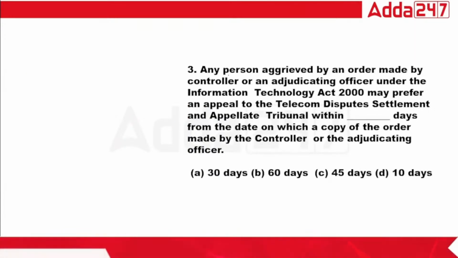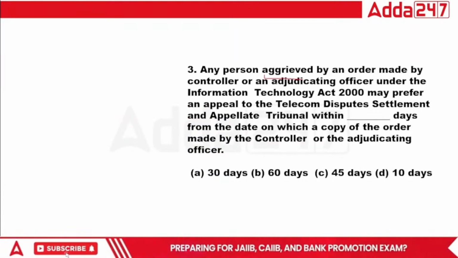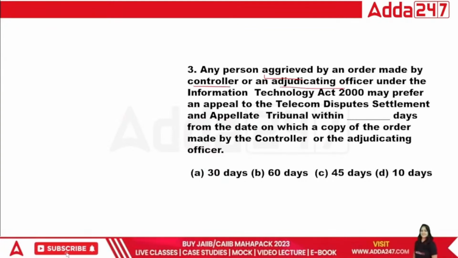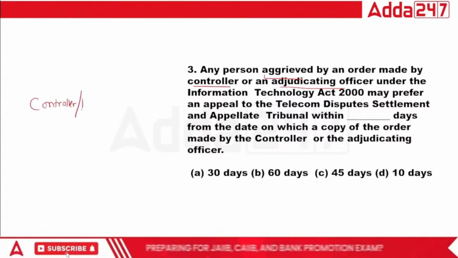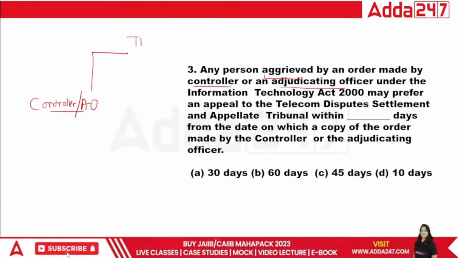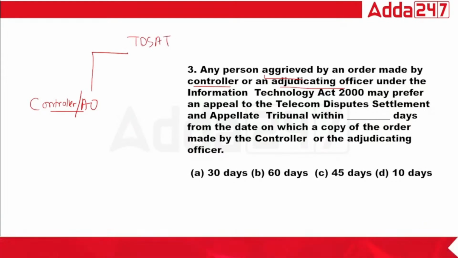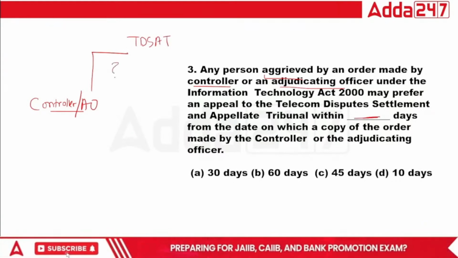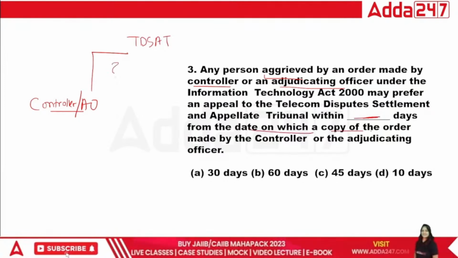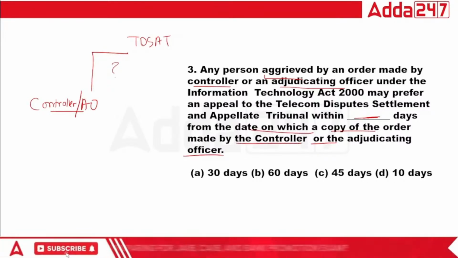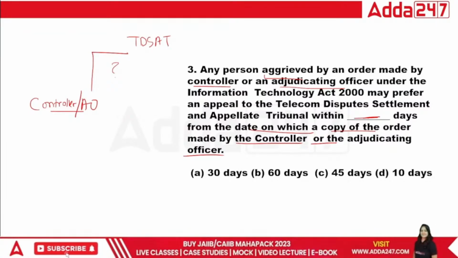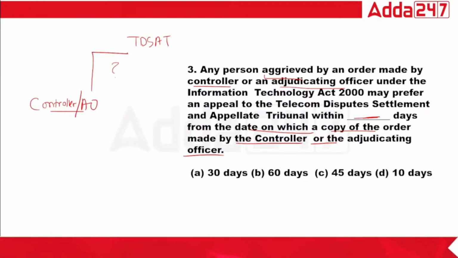Next. Any person aggrieved by the order made by the controller and adjudicating officer. Class, the first authority that has to give the order is the controller or adjudicating officer. So if we are not satisfied, we can appeal to the Telecom Dispute Settlement Appellate Tribunal within how many days from the date on which the copy of the order made by the controller and adjudicating officer is received? 30, 60, 45, 10. What is the right answer?